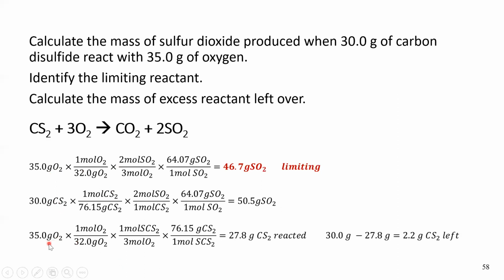All right, so 35 grams of oxygen. We're going to go from grams of oxygen to moles of oxygen. We're going to go from moles of oxygen to moles of carbon disulfide. Then we're going to go from moles of carbon disulfide, there's an extra S in there, I think, to grams of carbon disulfide. So 27.8 grams of carbon disulfide can react. We had 30 grams.